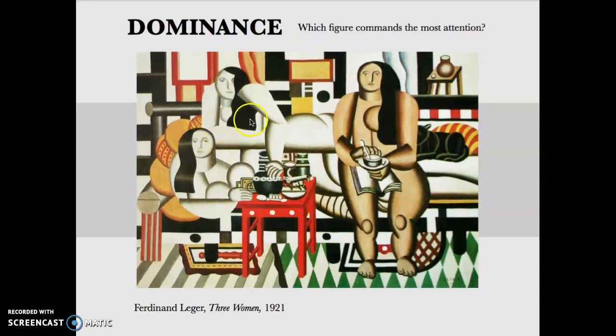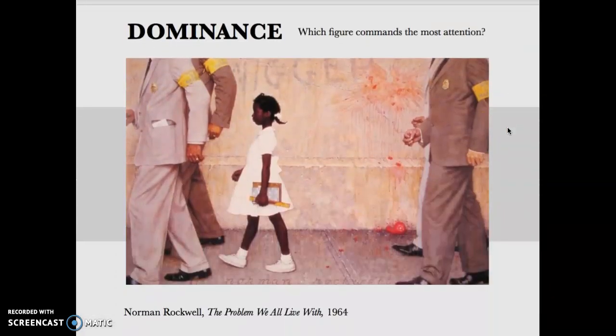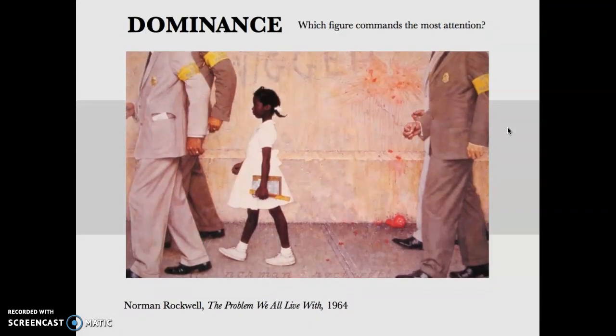So here we have 3 figures. Which part of the image has the focal point? Where is the dominance in this image, and how is it being achieved? What are the vocabulary words that are being used here to achieve dominance? This is a painting by Norman Rockwell. Same question. Where is the focal point here, and why? How does Norman Rockwell achieve this focal point?